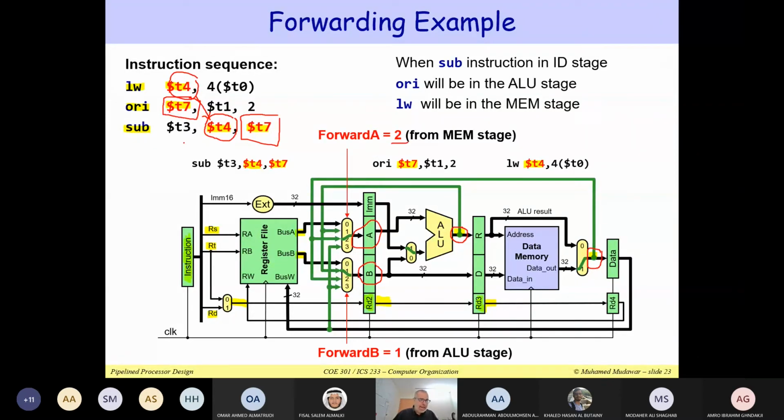In the case of forward B, it is T7. T7 depends on the result of the OR immediate, which was the previous instruction. You can see here that RT is equal to RD2. So this is T7 and this is T7. Therefore, we just forward from the ALU. Forward B is equal to 1 because it depends on the previous, not the second previous. That's for T7.